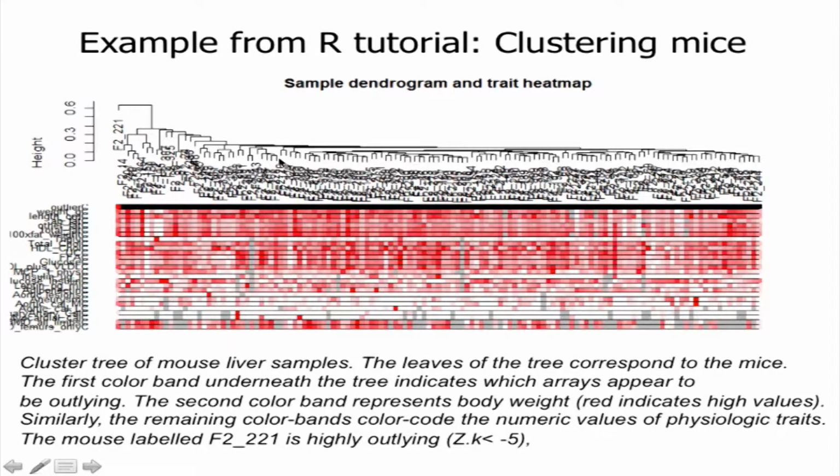So this mouse, something went wrong with this mouse. It may be a data quality issue, it could be that we have the wrong tissue, it's not liver tissue but muscle tissue, and therefore we may want to remove this mouse from the analysis because it looks suspicious.